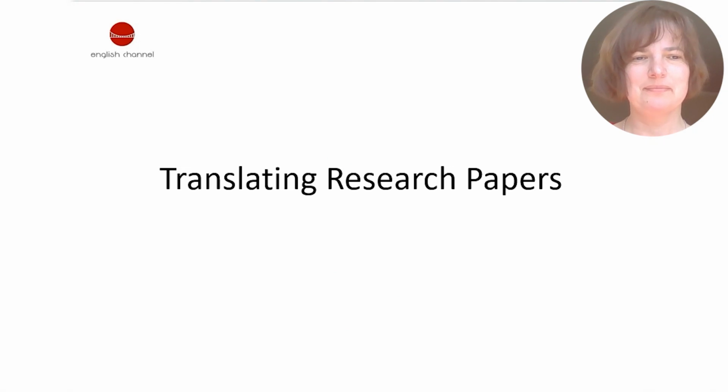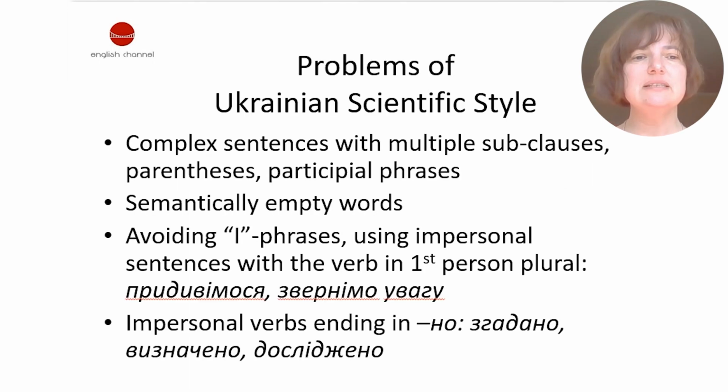Good morning. Today we are going to talk about how to translate research papers from Ukrainian into English. So what are the problems that Ukrainian scientific style has? First of all, lots of complex sentences with multiple subclauses, parentheses, participial phrases, and usually they are very long and cause some difficulties in comprehension.